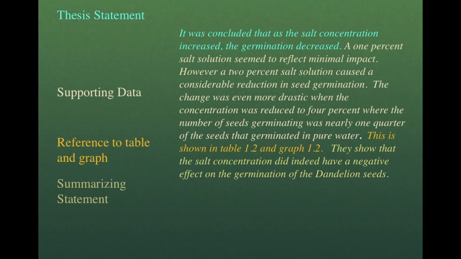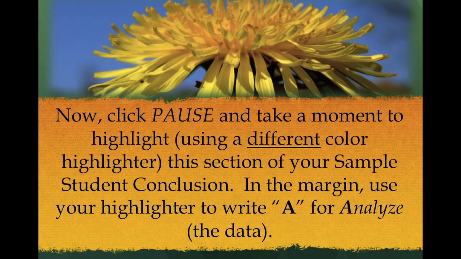So each section of this data analysis here is in a different color. However, what I'd like you to do is click pause and take a moment to highlight using a different color highlighter this section of your sample student conclusion. In the margin of your highlight, use your highlighter to write A for analyze, and you're analyzing the data because this whole section is data analysis.